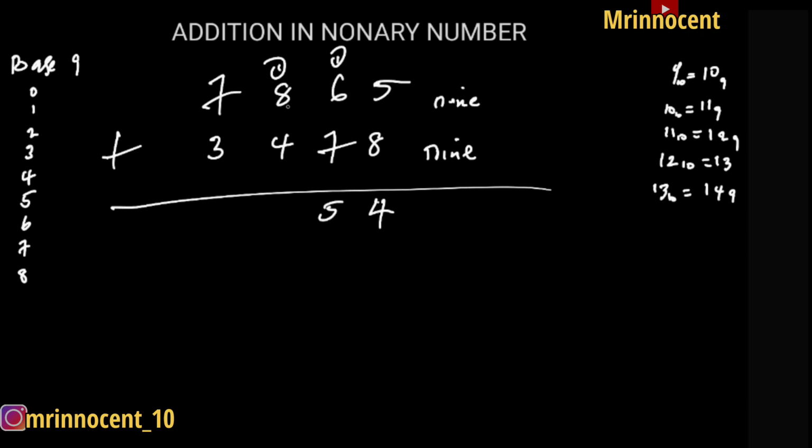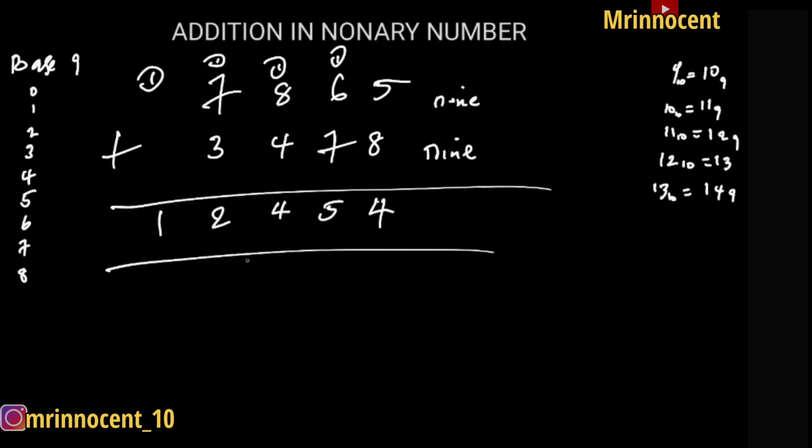You have 9 plus 1 plus 8 is 9. 9 plus 4 is 13. 13 in base 9 is 1 remainder 4. Carry 1. The next you have 1 plus 7 is 8. 8 plus 3 is 11. 11 in base 9 is 1 remainder 2. You write the remainder, take the 1 to the next, bring it down. You have 1, 2, 4, 5, 4 in base 9.